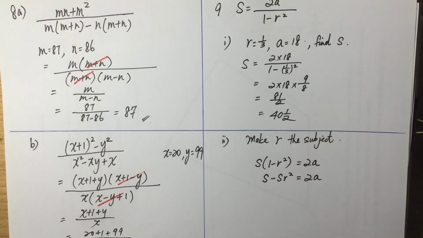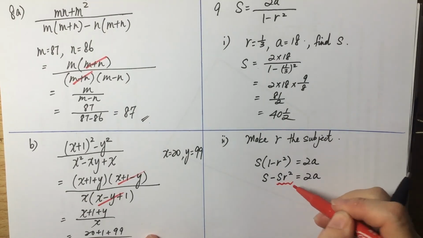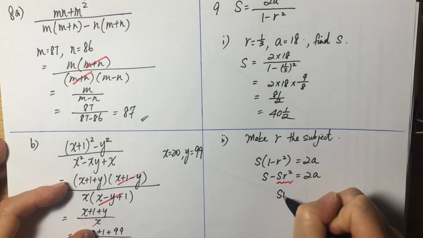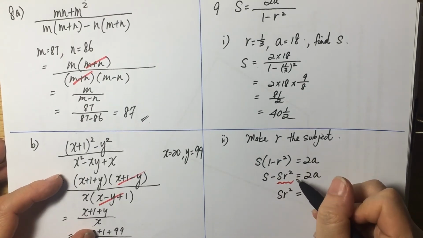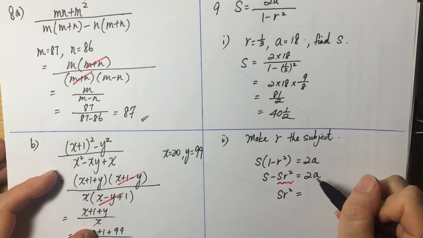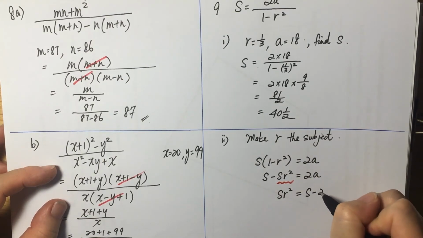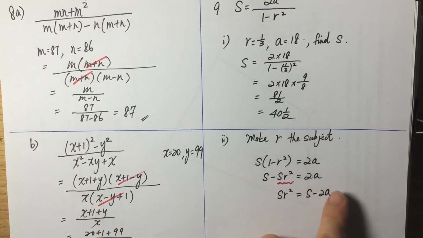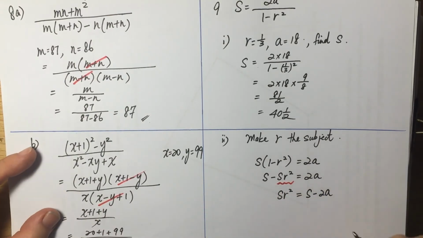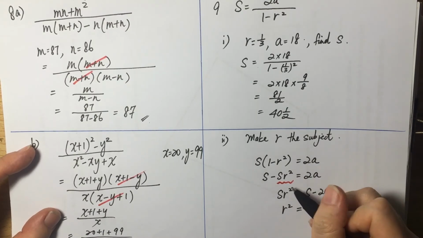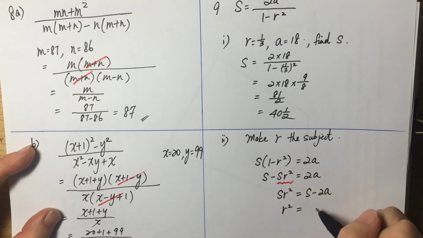So I want to make r the subject. This is a term that I'm interested in. So I'm going to keep this term and make it positive. So I'm imagining plus the term on both sides. And so I have s minus 2a. Can you see I'm shifting the terms around? So I want to get r, right? So I need to get rid of the s. So s minus 2a divided by s.